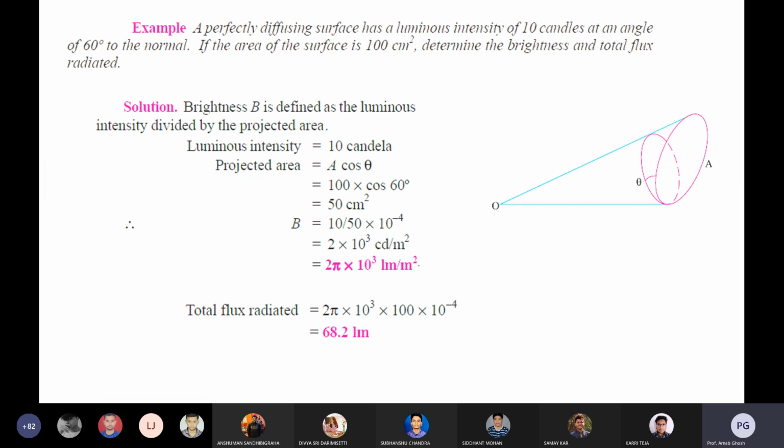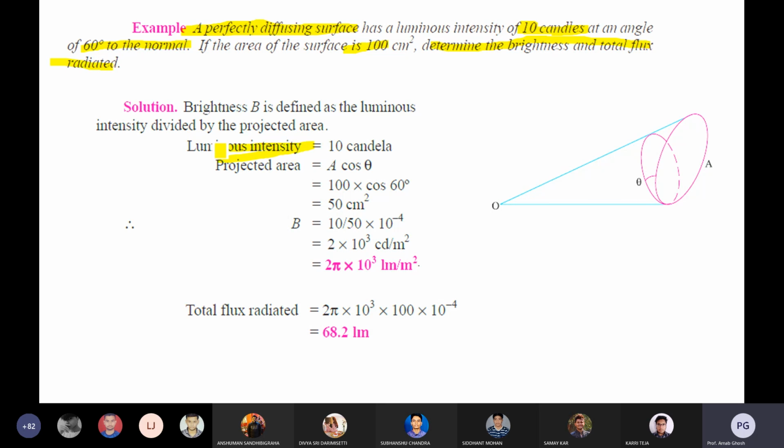Now the third one, the laws of illumination, the shifting of the surface. A perfectly diffusing surface has a luminous intensity of 10 candles at an angle of 60° to the normal. The area of the surface is 100 centimeter square. So A is given. Now determine the brightness and the total flux radiated. The theta shift is there.